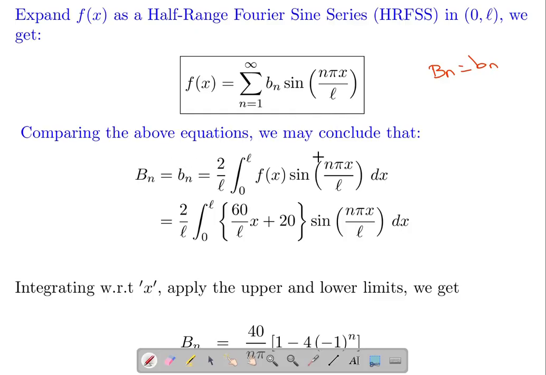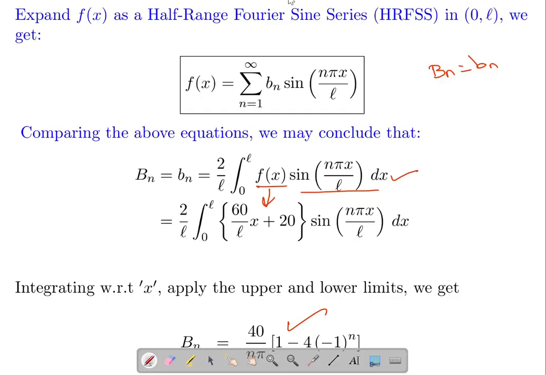Comparing the above equation, we may conclude that bn is nothing but 2 divided by L integral 0 to L f of x into sin n pi x by L into dx. So this is the formula for bn. Replace our f of x, then using Bernoulli's formula, apply the integrals. Apply the upper and lower limits, and we'll get the final solution for bn.